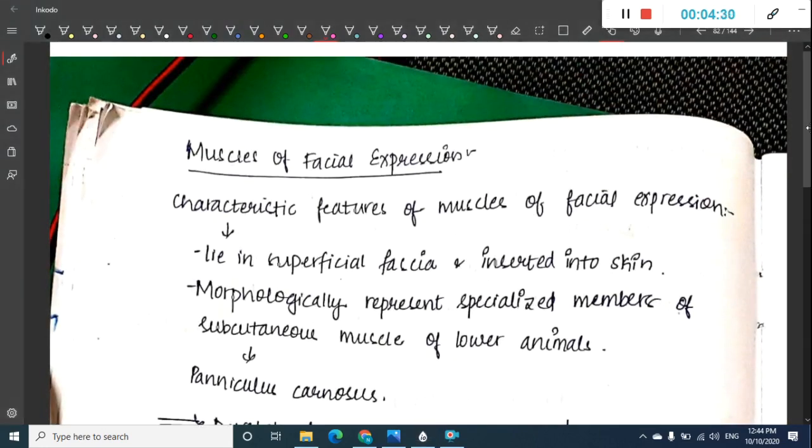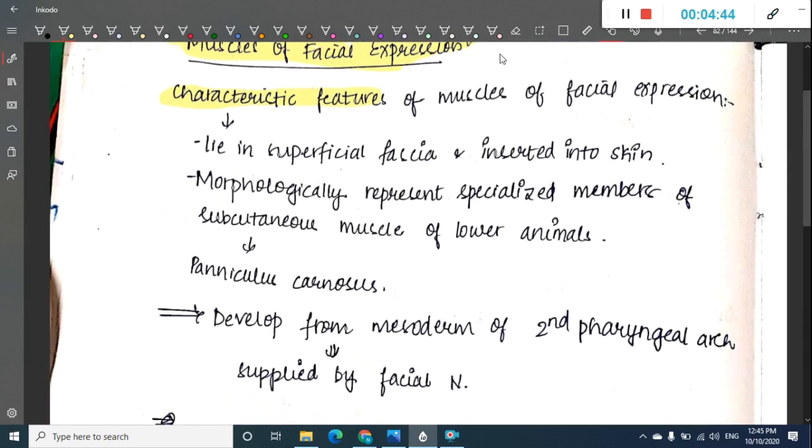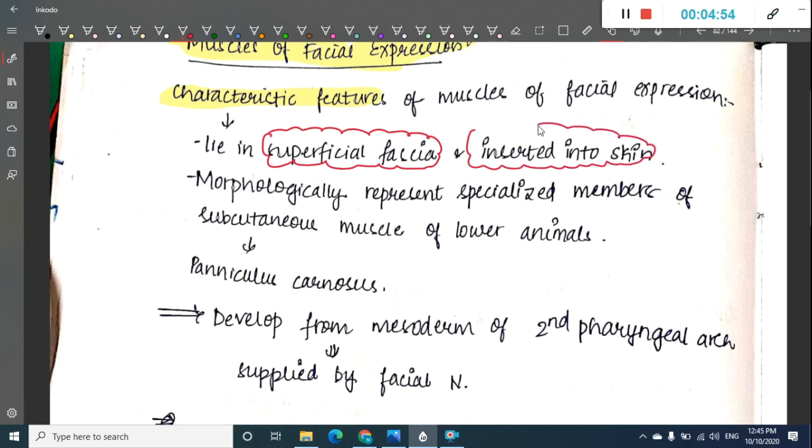Then what are the muscles of the facial expression? So before we go into the muscles of the facial expression, we will learn a few characteristics of muscles of the facial expression. What are the characteristic features of muscles of facial expression? One thing, they are the muscles which lie in the superficial fascia. Okay, most of the muscles will be deeper inside the body, but these lie in the superficial fascia, and these are inserted in the skin.